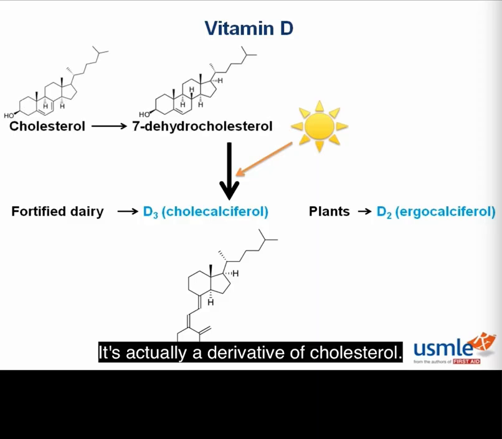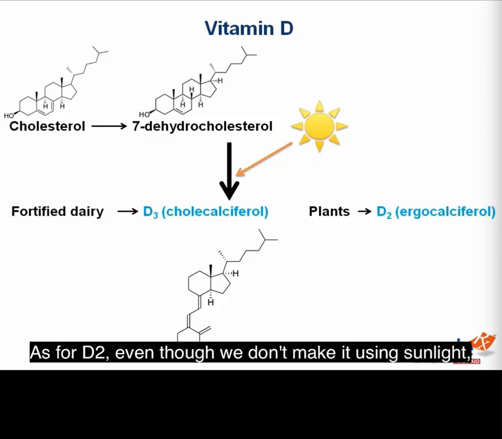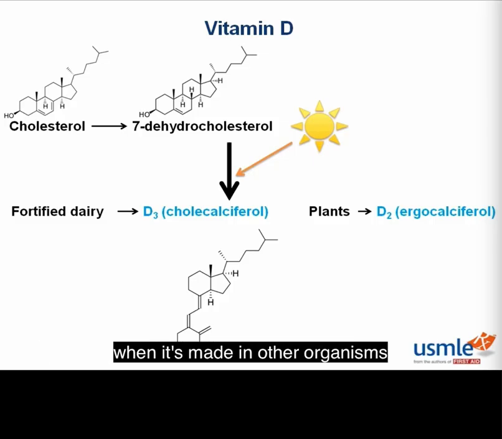It's actually a derivative of cholesterol. Cholesterol is converted to 7-dehydrocholesterol, which in the presence of UV radiation can be converted into D3. As for D2, even though we don't make it using sunlight, when it's made in other organisms, it also requires sunlight to be made. Do you know what it's made from?